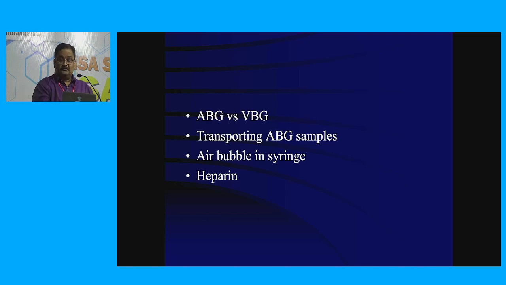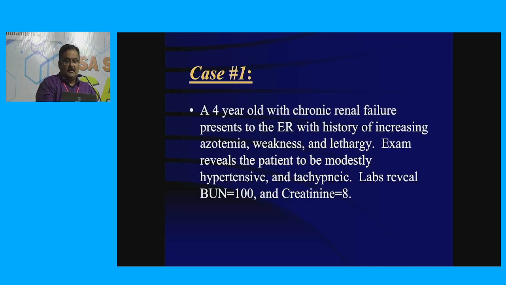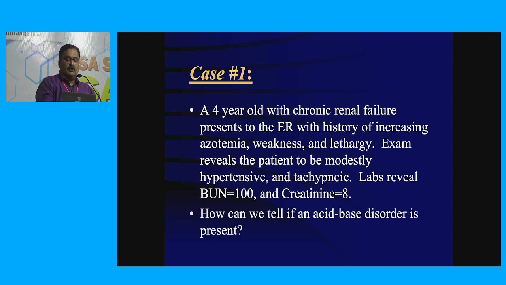You don't have a question, so we'll go to case number 1. We have just 30 minutes, very fast, a rapid round. A 4-year-old child with chronic renal failure presents to the emergency room with a history of increasing azotemia, weakness and lethargy. The labs reveal raised renal indices. Can you tell if an acid-base disorder is present or not in this child from the history? Yes, why? The patient has chronic renal failure, is modestly hypertensive, tachypneic, has azotemia, right? And the renal indices are high. So mentally you can prepare yourself: this patient is going to have some problem.